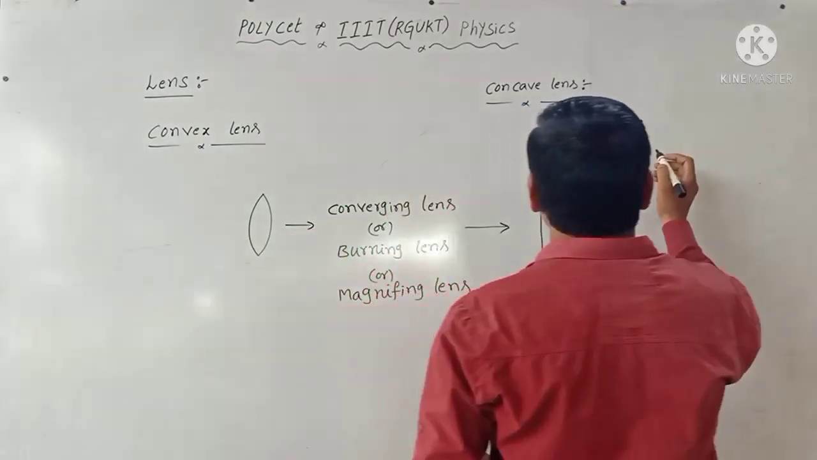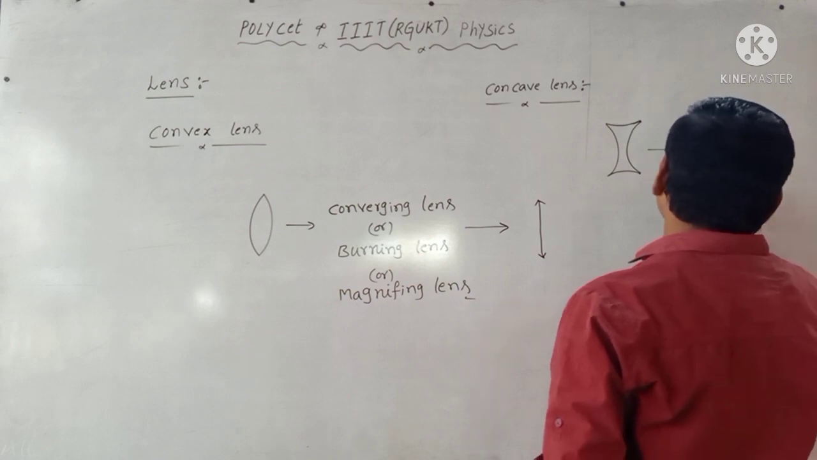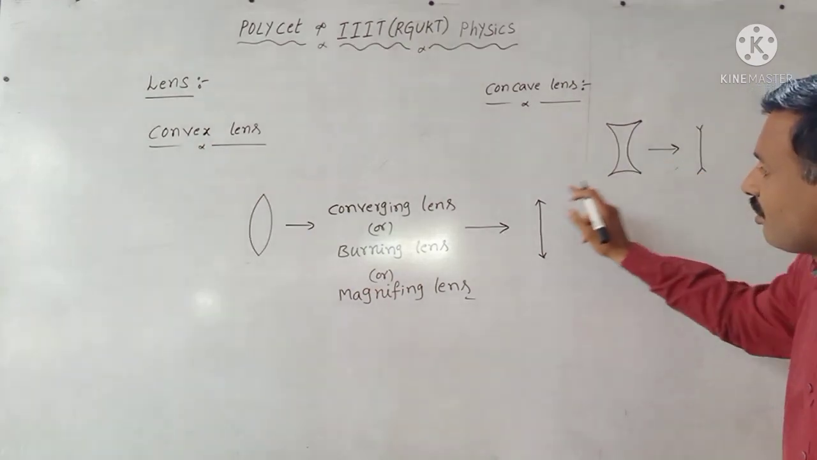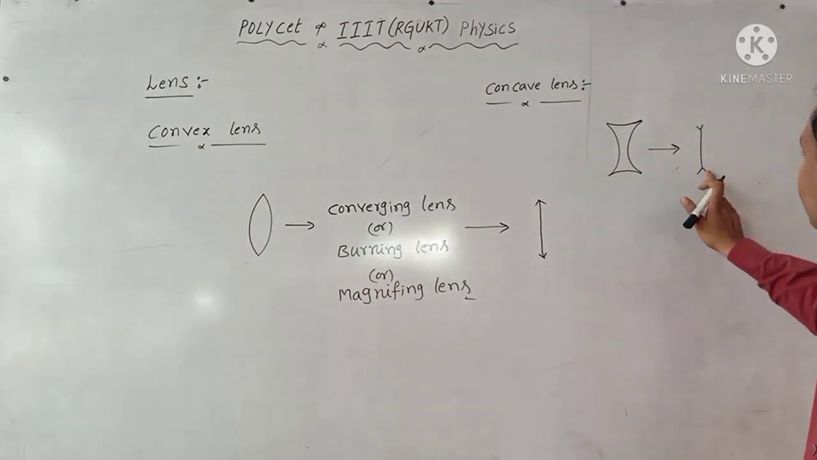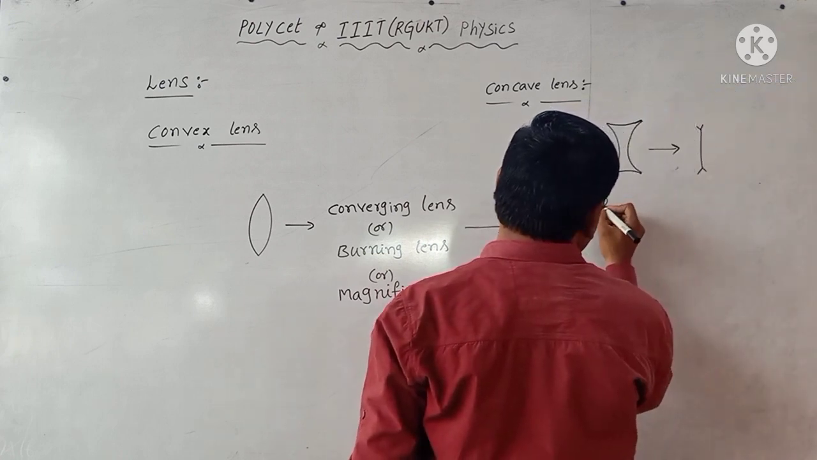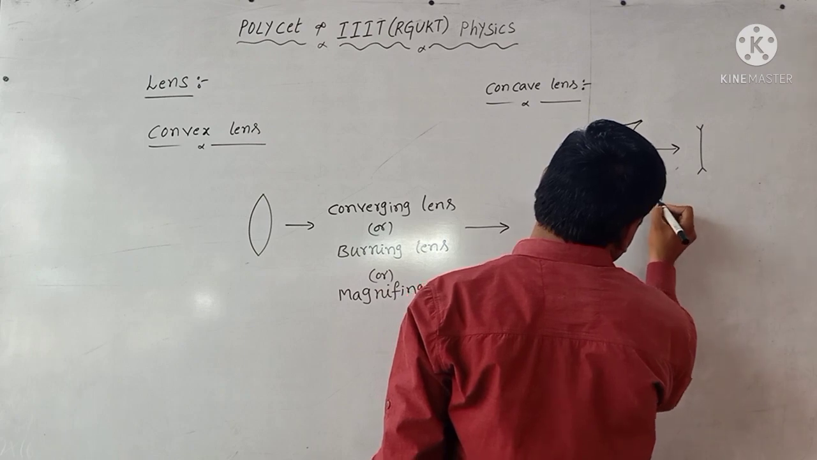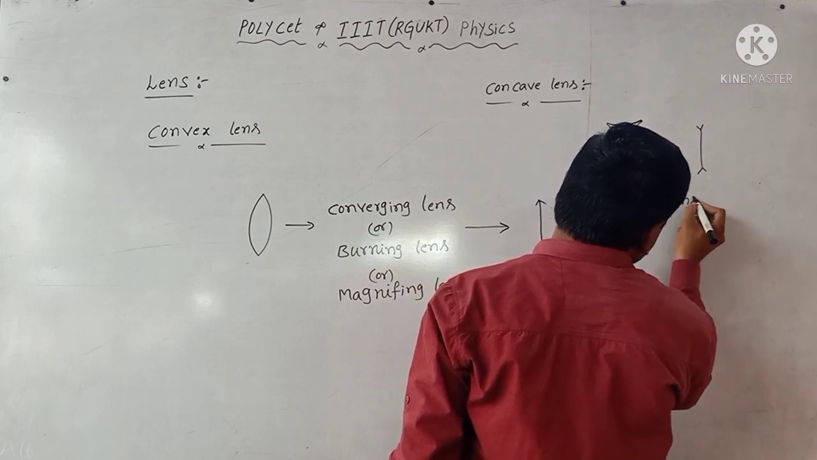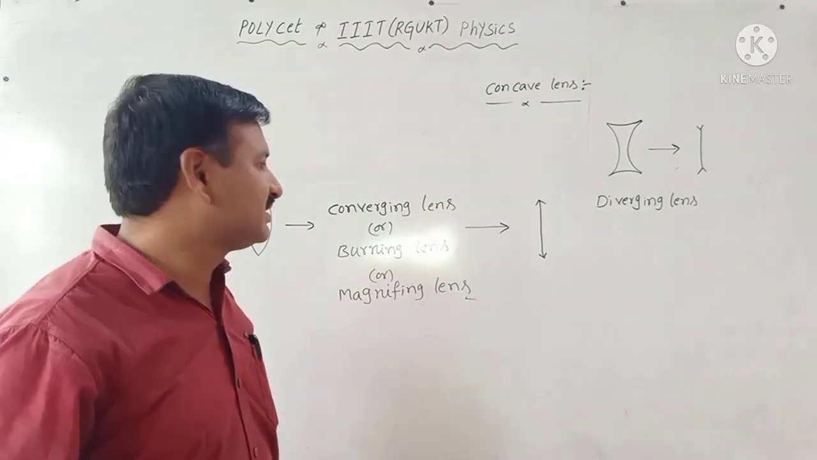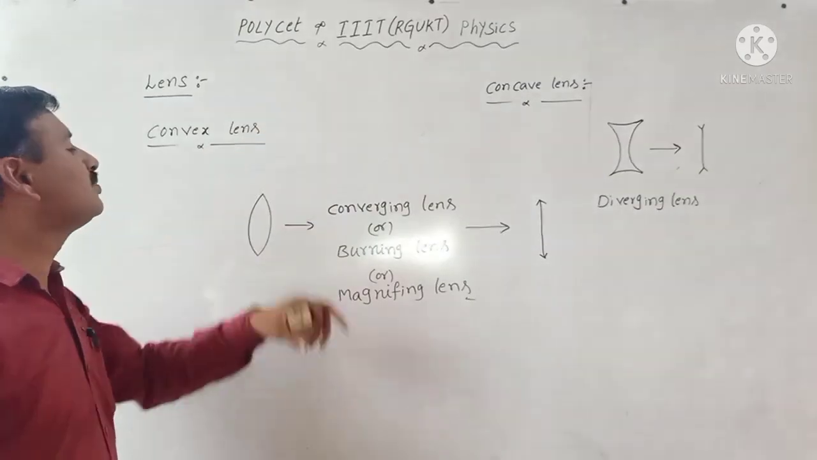After that, the symbol: it is denoted by this arrow mark. The convex lens is this one. The concave lens is this one. It is the diverging lens. The concave lens is the diverging lens and the convex lens is the converging lens. These are the two lenses.